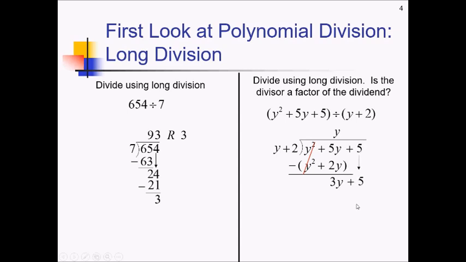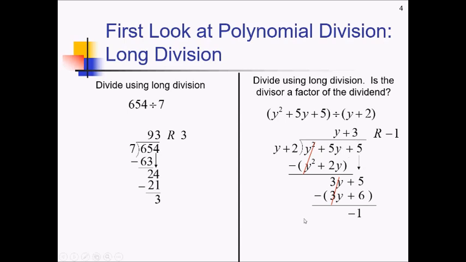And we divide, multiply, subtract again. y goes how many times into 3y? Well, 3y divided by y gives us 3, so positive 3 up here. And then multiplying that 3 by the y plus 2, that's going to be 3y plus 6. And then we subtract again. So those 3y's cancel. 5 minus 6 is negative 1. So then we end up with a remainder of negative 1, and the quotient is y plus 3.